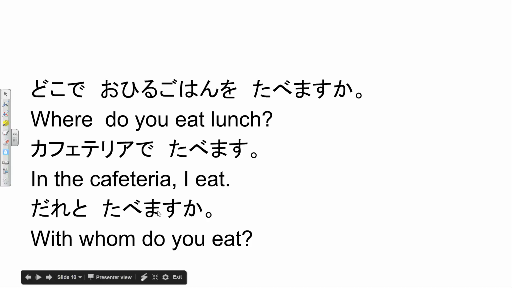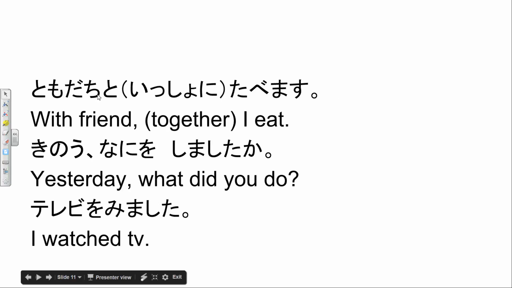Dare to tabemasu ka? To refers to with. So dare means who. So we're going to take dare out of the sentence and then replace it with tomodachi to tabemasu. You can also say tomodachi to issho ni tabemasu. Either one is correct. Issho ni just means together.